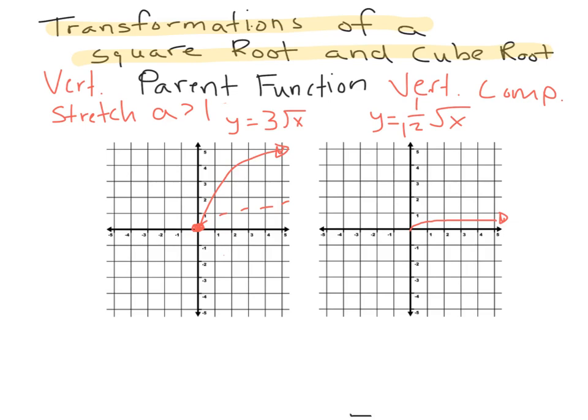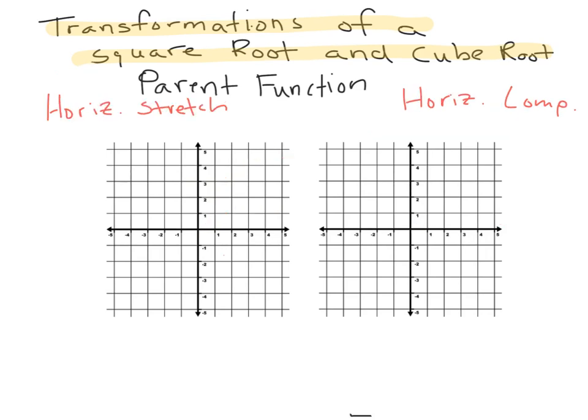Now let's move towards the horizontal stretch and the horizontal compression. So let me erase all this. Alrighty, and also, something I wanted to mention, when you're going back to that vertical, add this little note. So for the vertical compression, you want to make sure that the A value is going to be greater than 0 but less than 1.